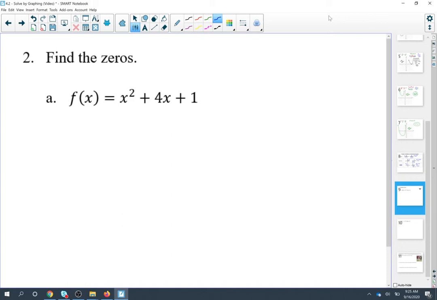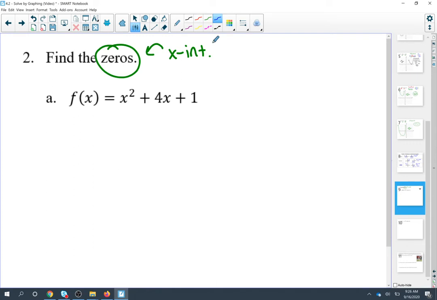Example 2, find the zeros. Example A, f of x equals x squared plus 4x plus 1. Now, find the zeros is just another way of saying x-intercepts. It's also another way of saying find the solutions.